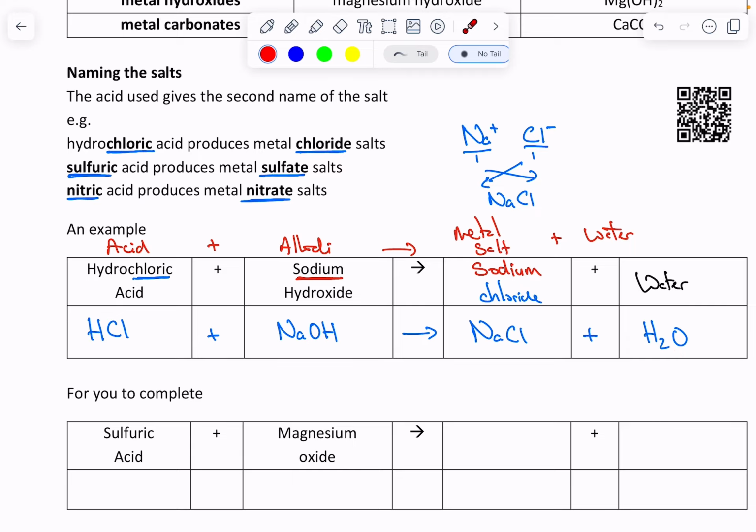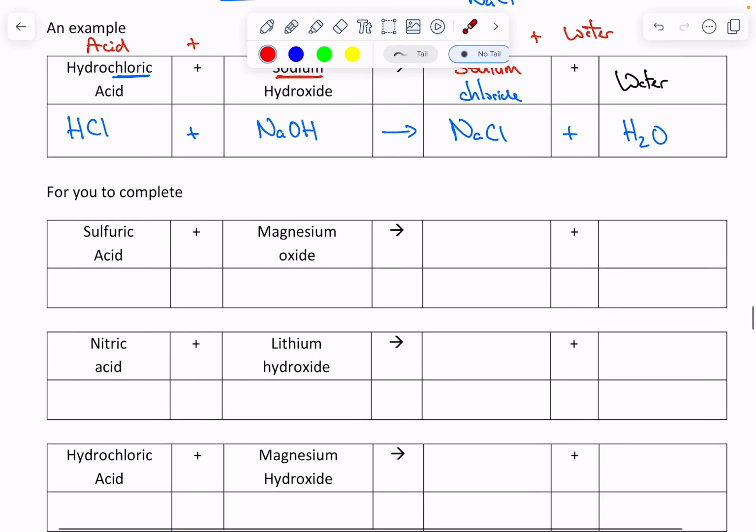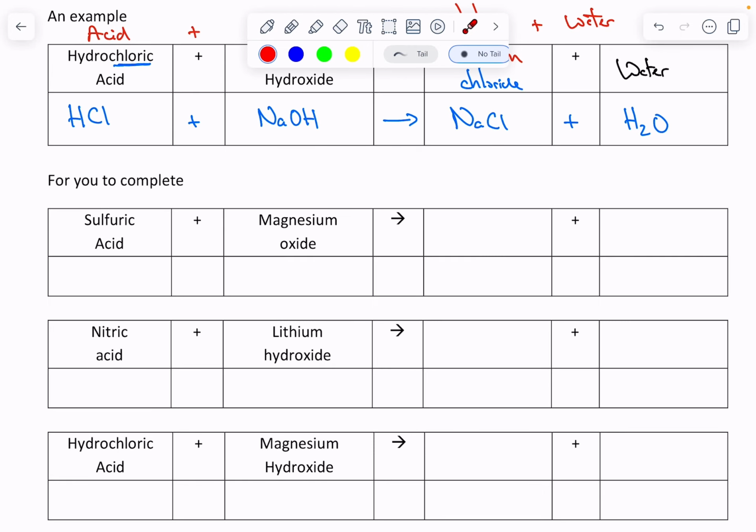So what you can now try, here are some more reactions of this type. Each one of these is obviously a different acid. Remember, the name of the acid is the second name of the salt. So you can work out the salt in each of these, and the first name comes from the metal that we have used. Then try to work out the formulas for these. These ones have already been in the tables above.